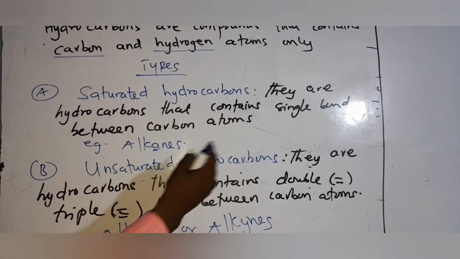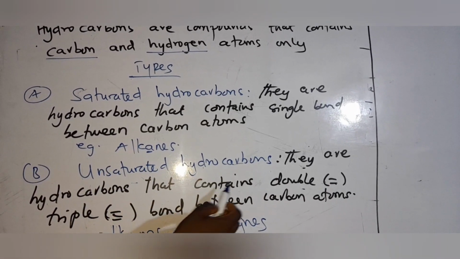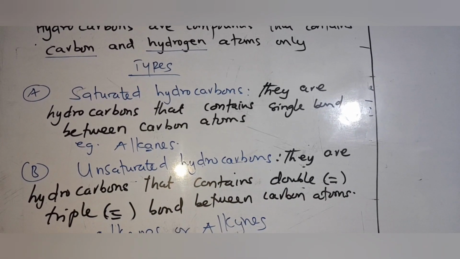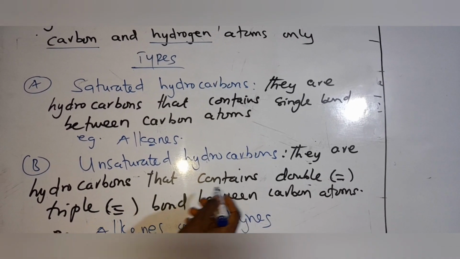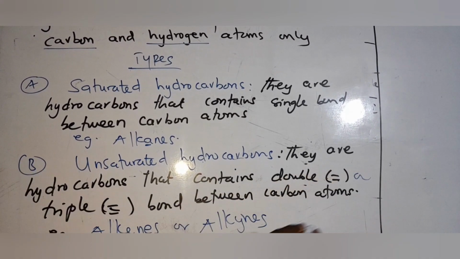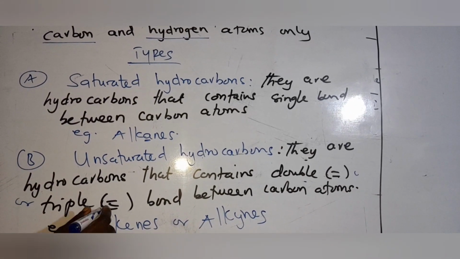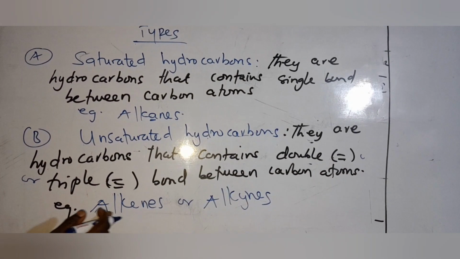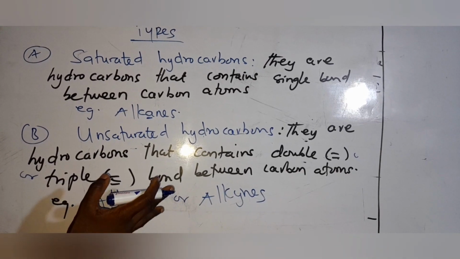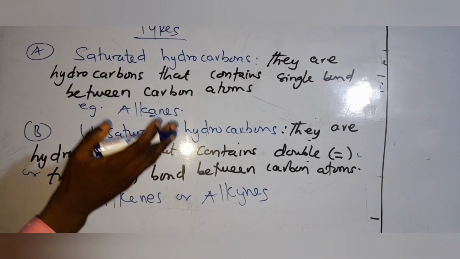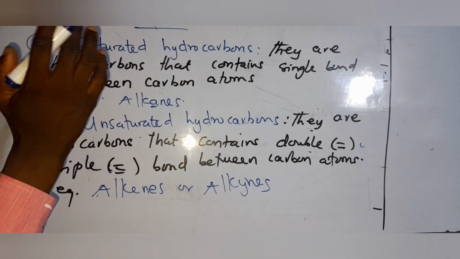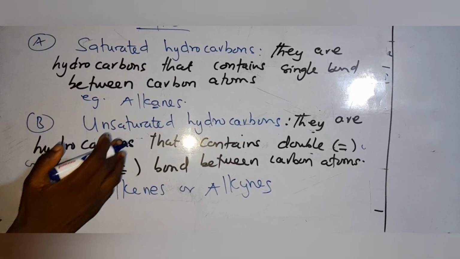Then we have unsaturated hydrocarbons. They are hydrocarbons that contain either double or triple bond between the carbon atoms. Examples are the alkenes and then the alkynes. So now we have summarized alkanes, alkenes and alkynes, and then we'll take alkanes and look at the naming.